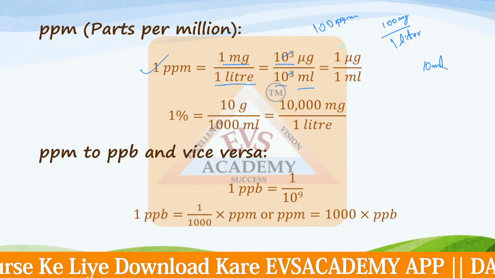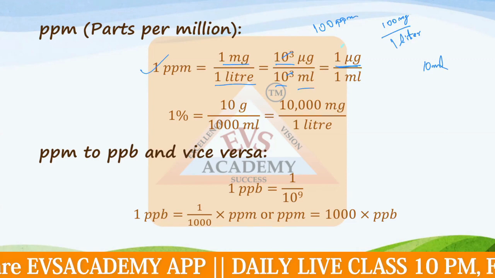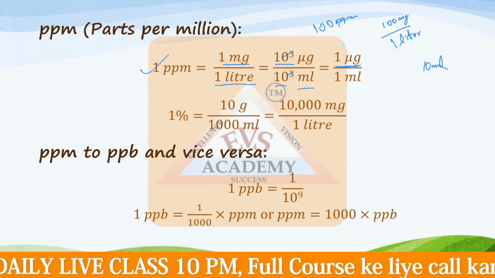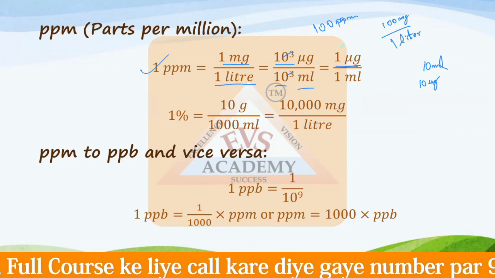So what will you do? In 1 ml, you have to add only 1 microgram of the substance. So in 10 ml, add 10 microgram of sugar, and you will create a 1 ppm solution.